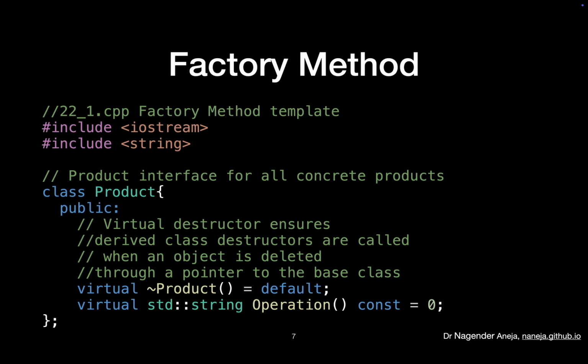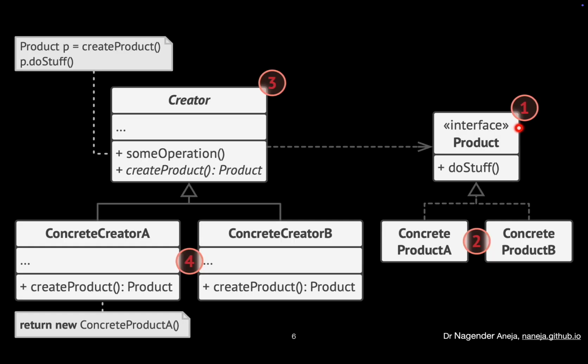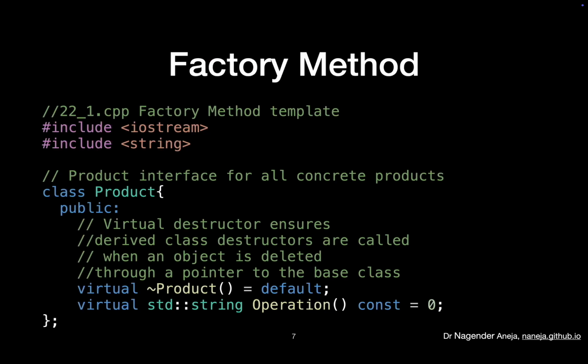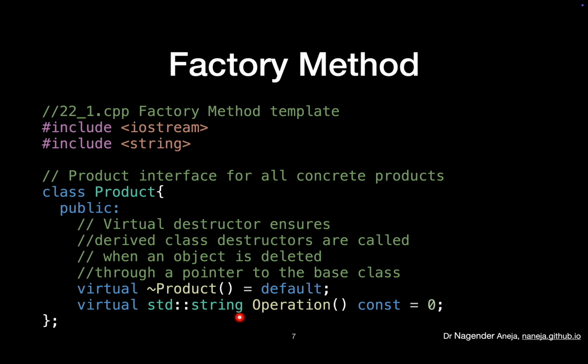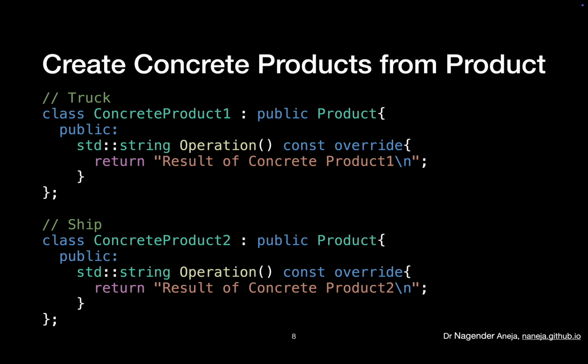Now we are going from this to the first step. Yeah, that's the first step we have done. Now we are going to the second step by creating product A and product B. So this is our concrete product 1 and this is our concrete product 2, and we need to override this operation here. So there are different implementations of the functions in different concrete products, and there is no other virtual, so only these things, and the default destructor will be here automatically.